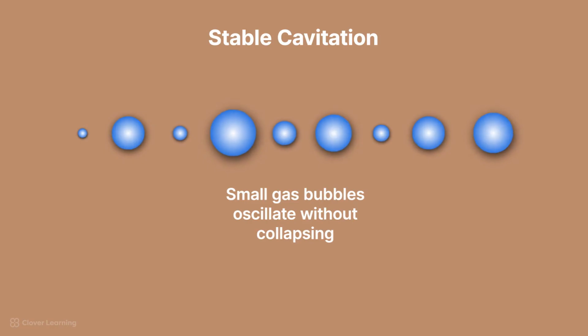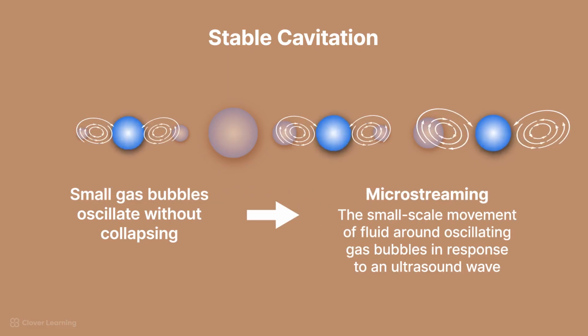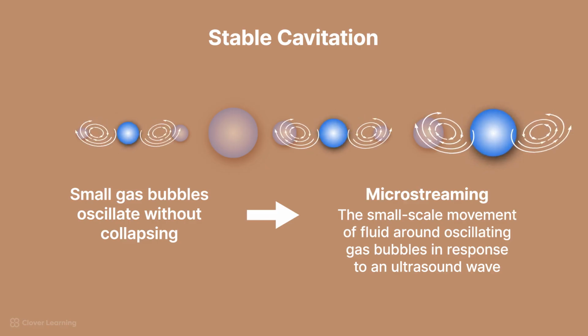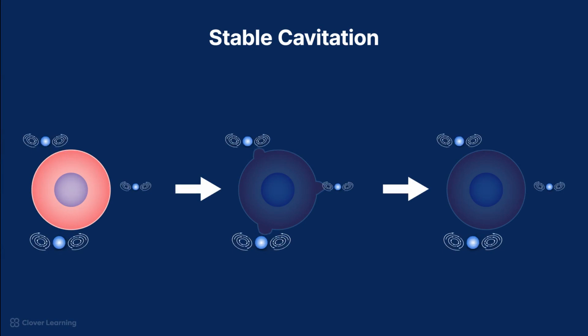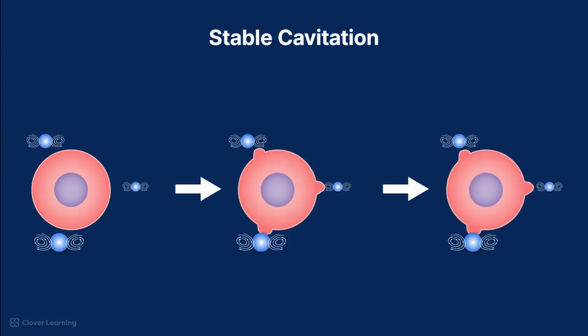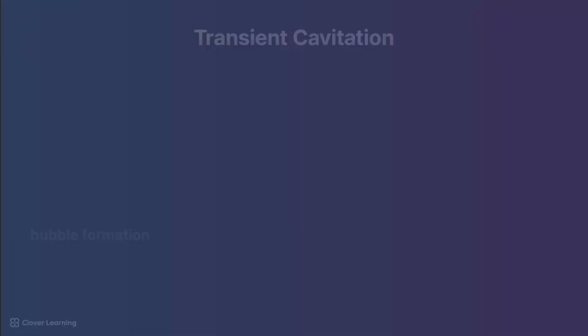Stable cavitation involves small gas bubbles oscillating in response to pressure fluctuations without collapsing, which can cause microstreaming, which is the small-scale movement of fluid around oscillating gas bubbles in response to an ultrasound wave, and lead to subtle mechanical stress on cells. The oscillating bubbles can open transient pores in the cell membrane, which may let molecules in, but this effect is reversible, allowing the cell to survive. Stable cavitation is generally considered a low-risk effect, but can be problematic with prolonged exposure, leading to cell membrane disruption.